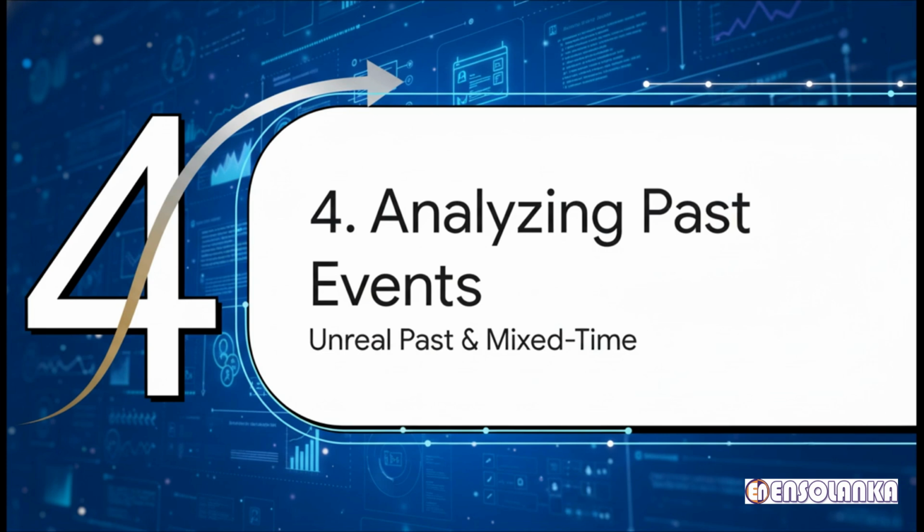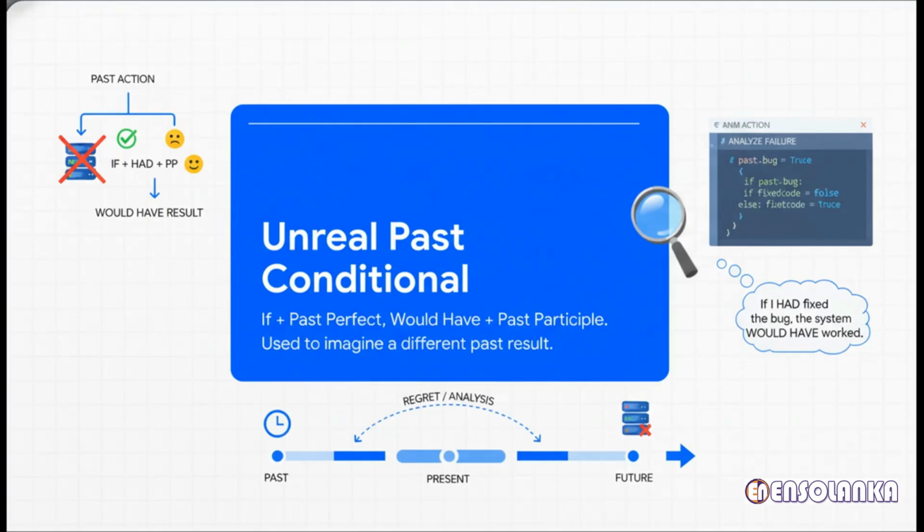It's for postmortems, for figuring out what went wrong, or maybe even what went right. It's all about looking backward to understand how things could have been different, which is absolutely critical for preventing future problems. The structure you need for looking at the past is this: if plus the past perfect, which just means had plus the verb, followed by would have plus the verb. We use this to imagine a completely different outcome in the past. It's perfect for analyzing a failure without any confusion.